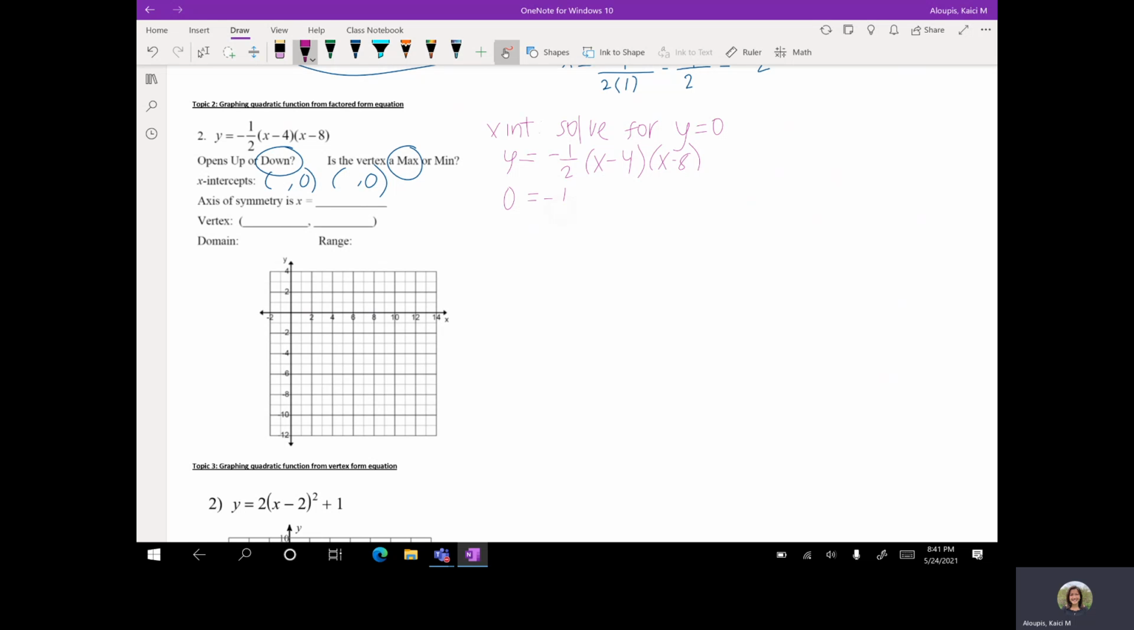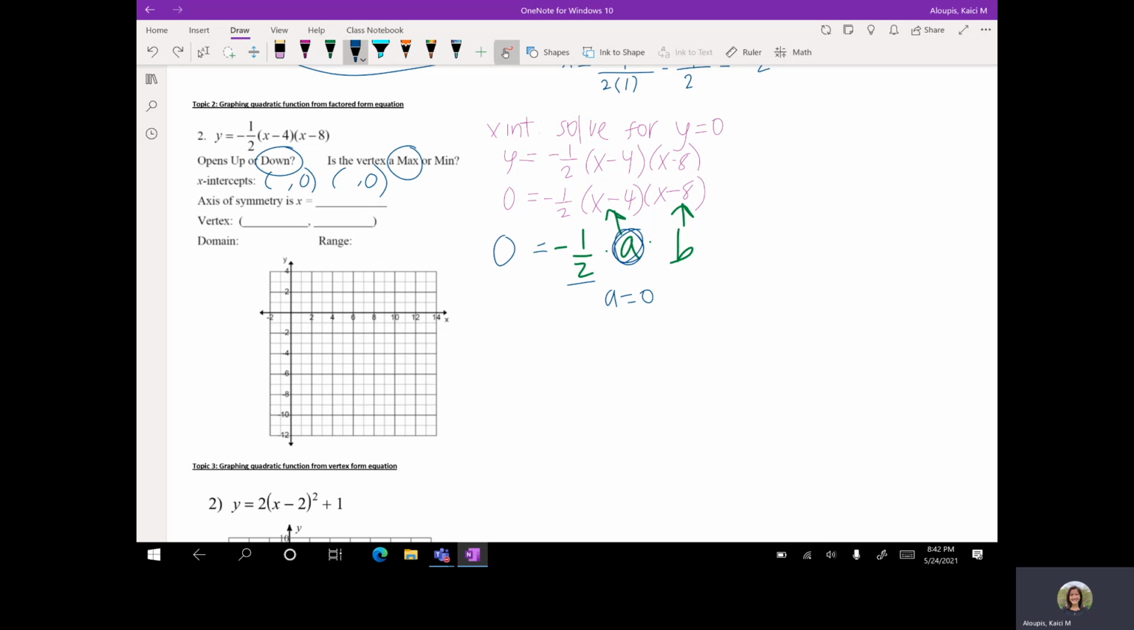0 equals negative 1/2 times x minus 4 times x minus 8. Okay. The easy trick about this is we have to remember the zero product property, and that is anything times 0 will produce 0. So imagine this was negative 1/2 times a times b, where x minus 4 is a and x minus 8 represents b. If a was equal to 0, the whole expression becomes equal to 0 because there's multiplication between each of these terms. So anything times 0 will produce 0.